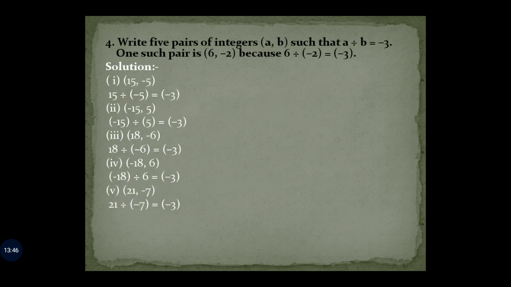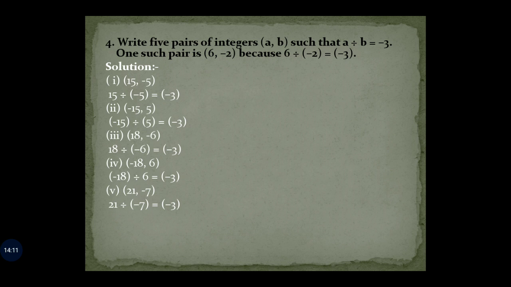Fourth problem. Write 5 pairs A, B such that A divided by B is equal to minus 3. One such pair is 6, minus 2. Now let us create 5 more pairs. First one, 15 comma minus 5. 15 divided by minus 5 gives you minus 3.